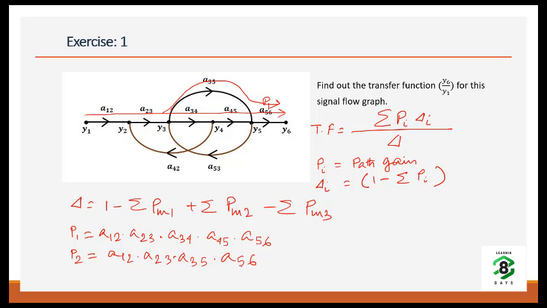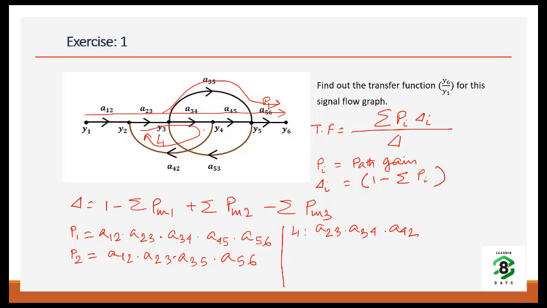Now we have to identify the loops. If I try to find the loops here, you can see we have a loop starting from y2 through y3, y4 and coming back to y2. This is loop 1, and the loop 1 gain can be written as a23, a34 into a42.